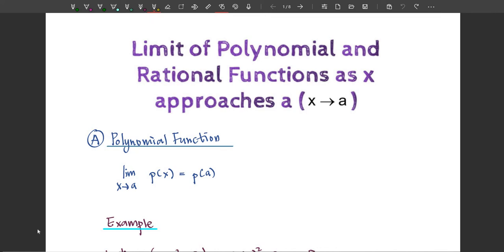Assalamualaikum and good day. In this video, I will show you a few examples on the limit of polynomial and rational functions as x approaches a, that means any constant value. The first one will be for polynomial function.